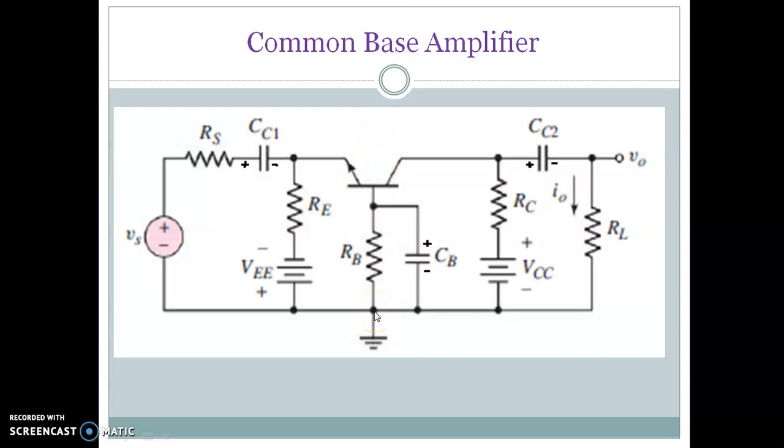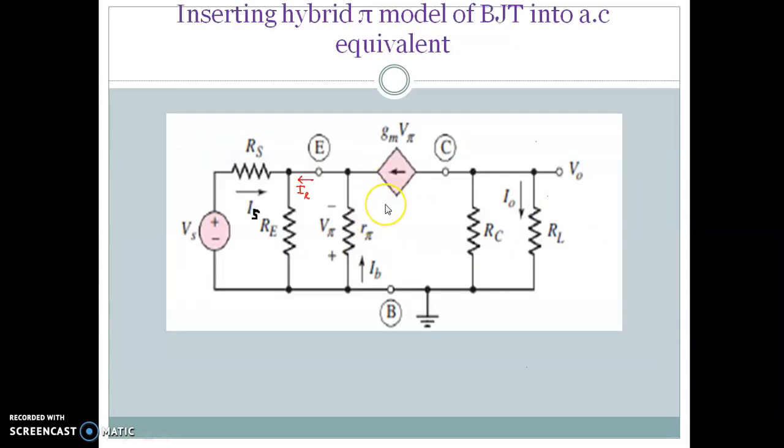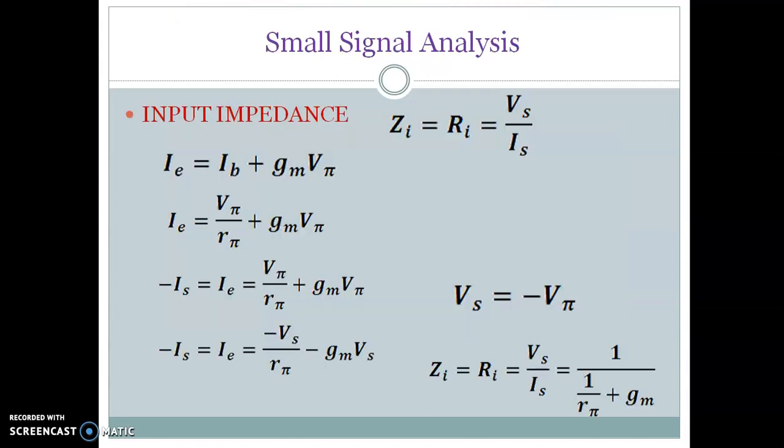Okay, so when I replace the hybrid pi model, it means that from the base to emitter we have the resistance R pi, and from collector to emitter we have the current source, that is Gm V pi. So which I have drawn up here. Okay, so from this circuit we are going to do the parameter analysis, that is your input impedance, output impedance, voltage gain and current gain.